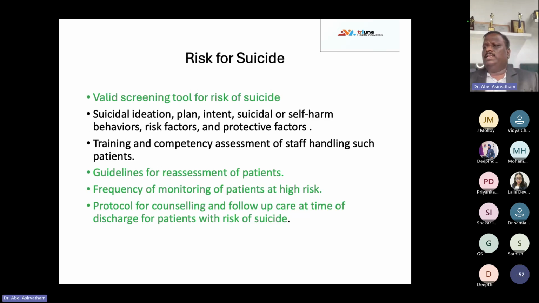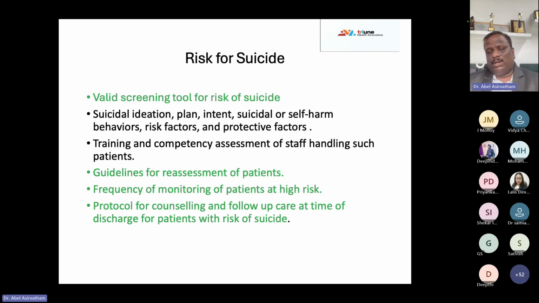One more important thing is the risk for suicide. We need to have a valid screening tool for the risk of suicide. One can be the PHQ tool, but again, each hospital can have their own. There is no prescriptive requirement for that. When a patient with suicidal ideation, plan, intent, or self-harm behavior is identified, training and competency assessment for the staff handling such patients is very important. It should be made part of your privileges also.